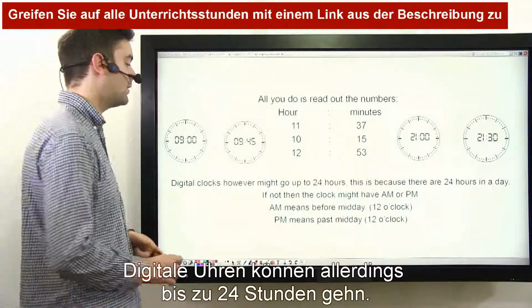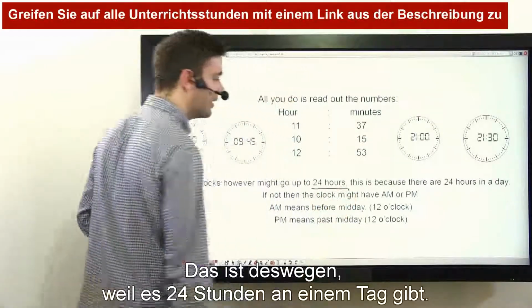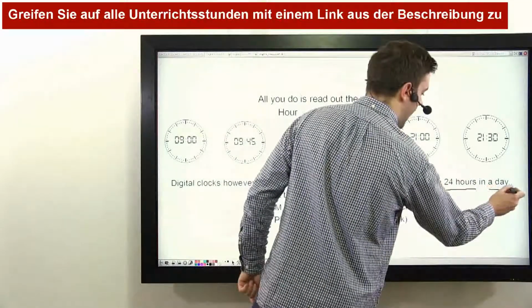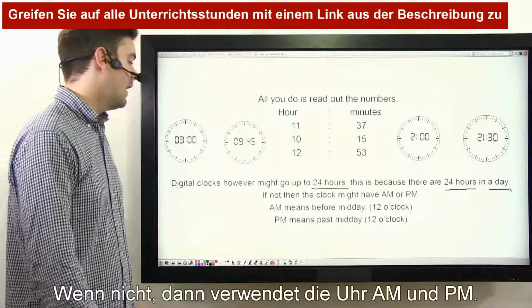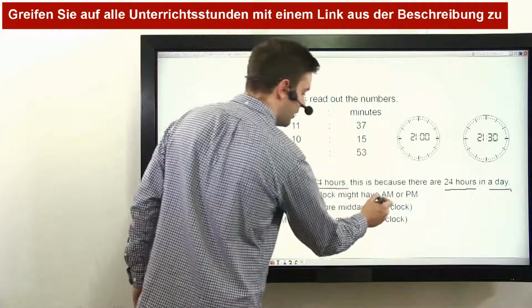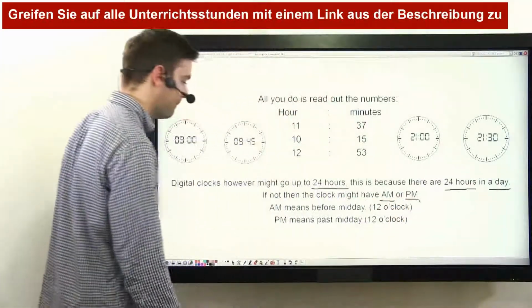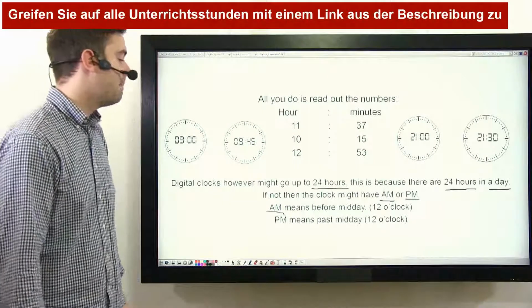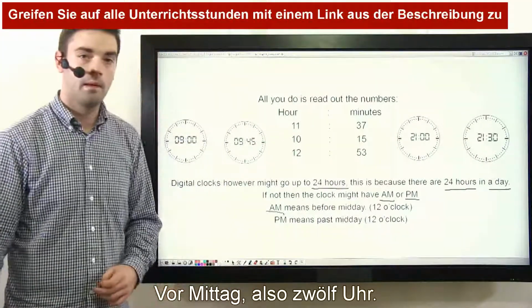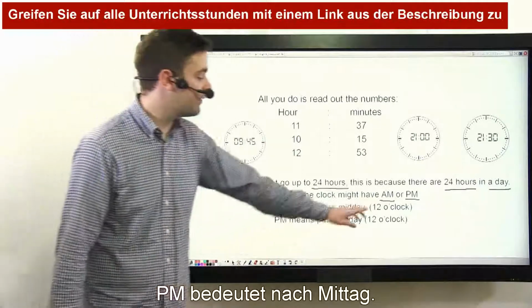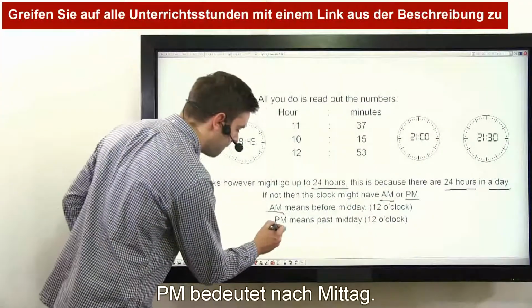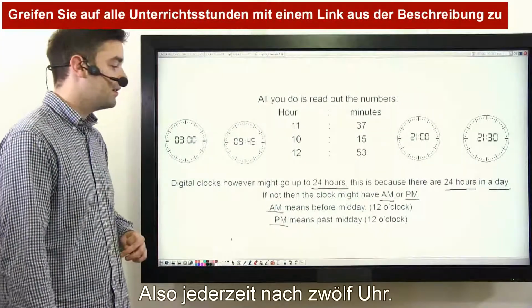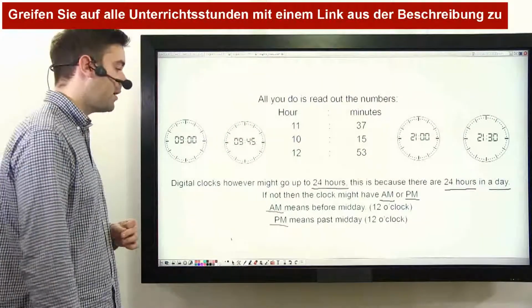Digital clocks, however, might go up to 24 hours. This is because there are 24 hours in a day. If not, then the clock might use AM or PM. AM means before midday, which is 12 o'clock. PM means past midday. So anytime past 12 o'clock.